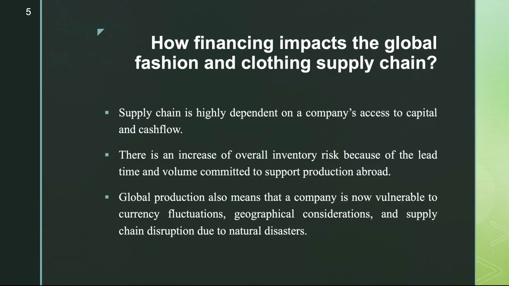So global production also means that a company is now vulnerable to currency fluctuations, it is vulnerable to any kind of geographical political considerations and supply chain disruptions that might also happen due to natural disasters. So that is why it is important to monitor the financial commitment and conversion cycle within a company.